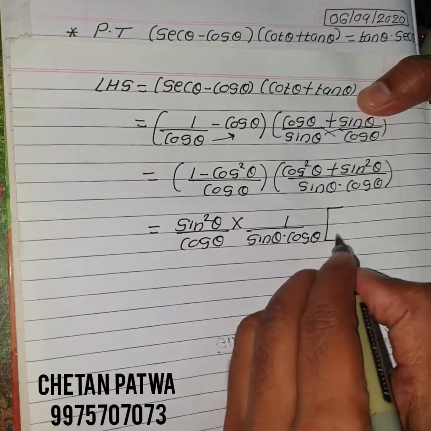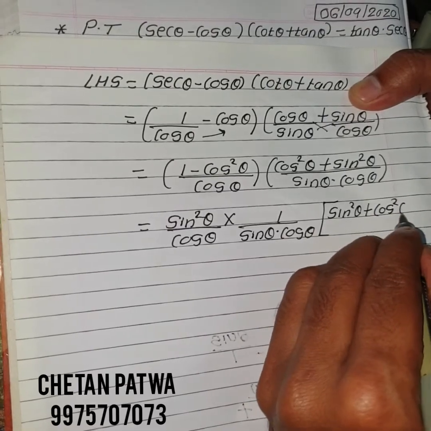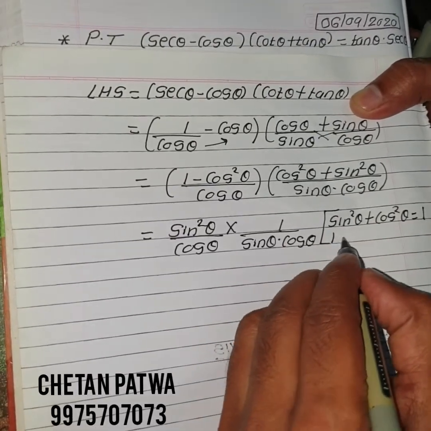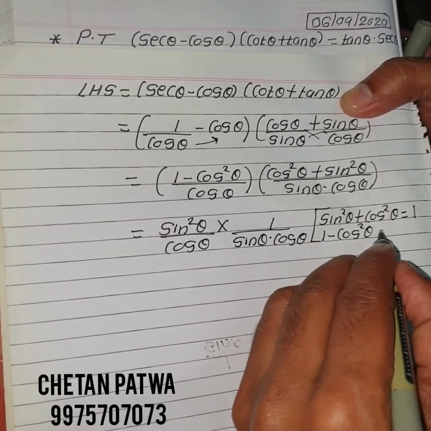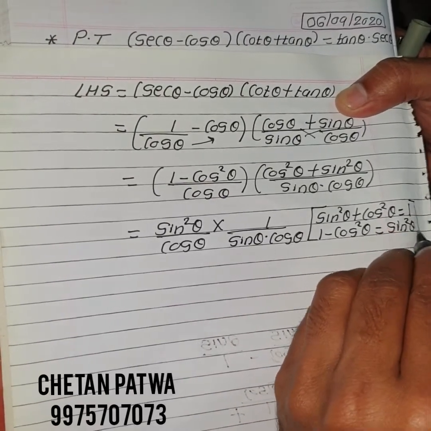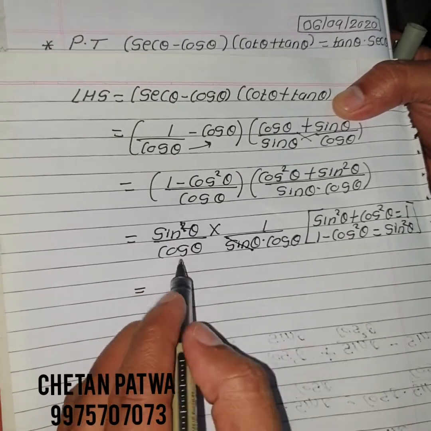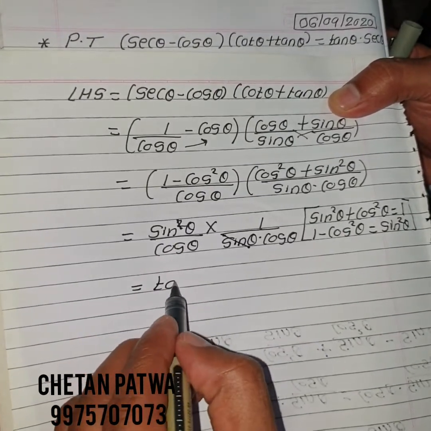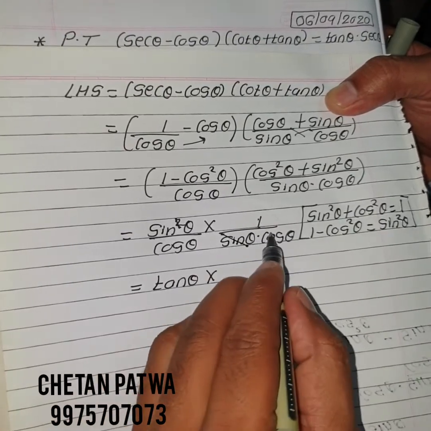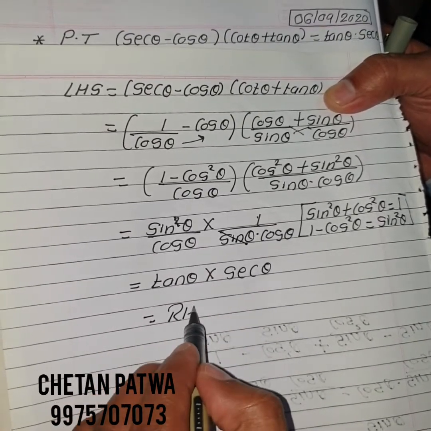So here we have applied two formulae. Sin square theta plus cos square theta is equal to 1. 1 minus cos square theta is equal to sin square theta. That is equal to, now one sin will get cancelled. So what is remaining? Sin upon cos, that is tan theta, into 1 upon cos, that is sec theta. That is equal to our right hand side.